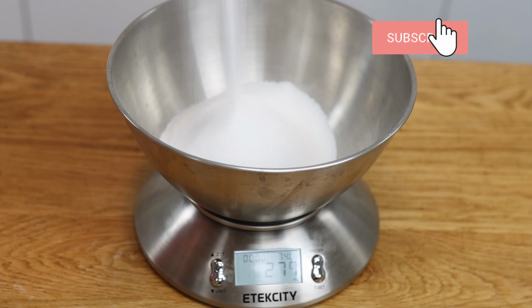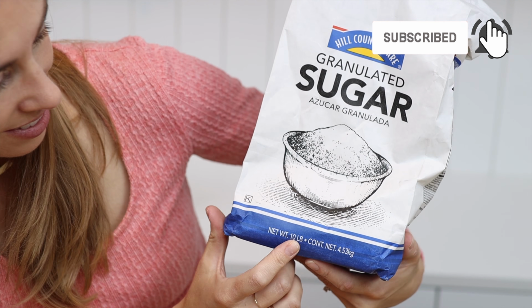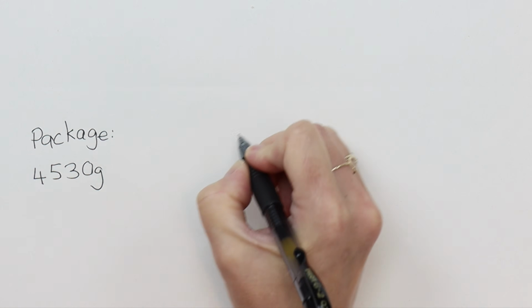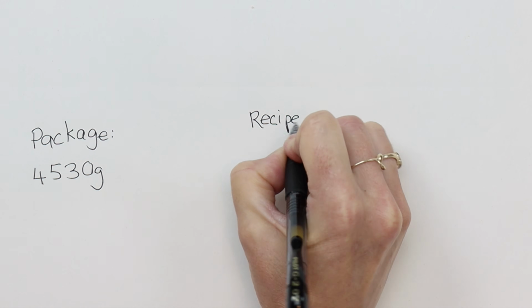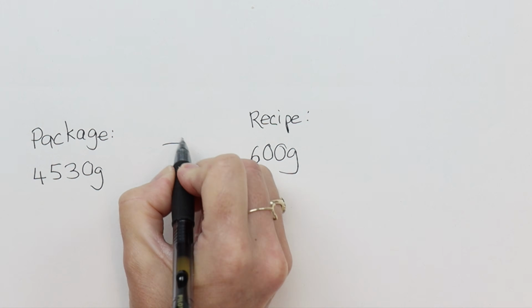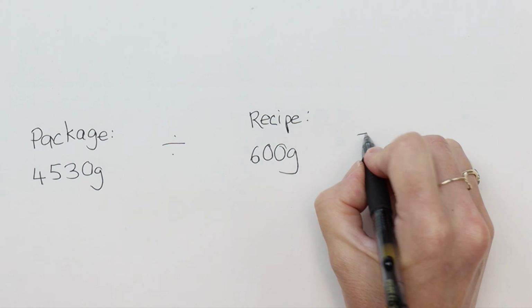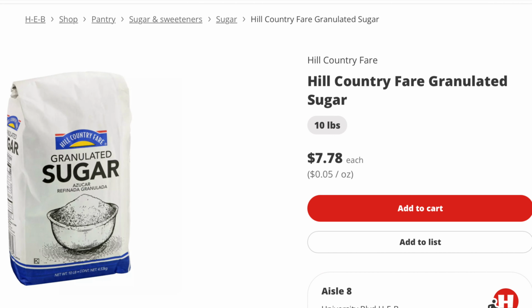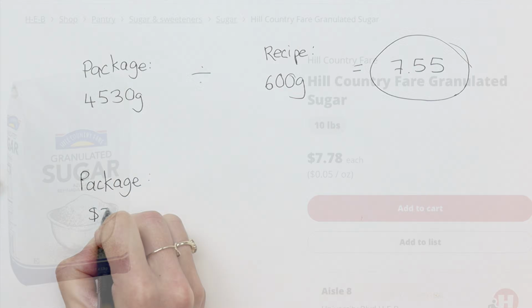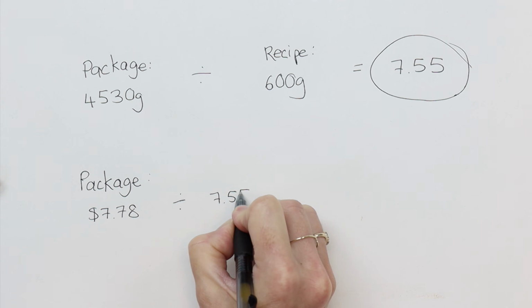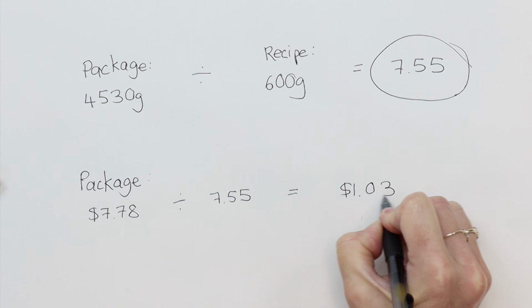For any ingredients in your recipe that are measured in grams, check the packaging to see how many grams are in that package and write that down. Then look at your recipe and see how many grams you need and write that down. Divide the total weight by the weight that you need and write down that number too and circle it. Now write down the cost of the whole package and divide that by the number you circled. This is the cost of the amount of ingredient you need for your recipe.